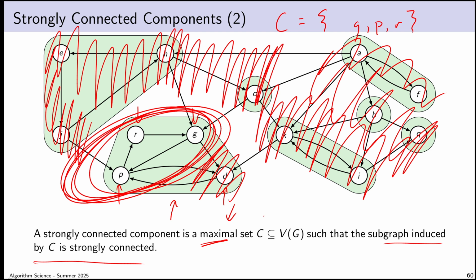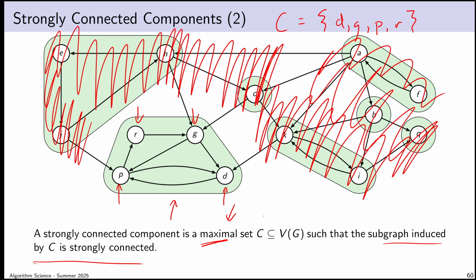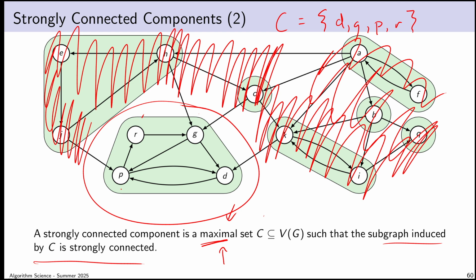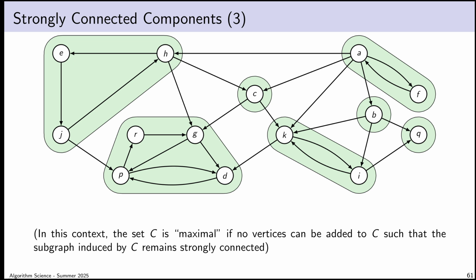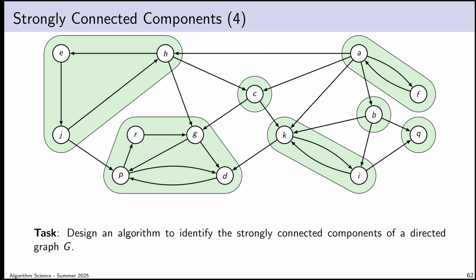So by forcing my set C to be maximal, and the word maximal in this context means that the set cannot get any bigger, that means it only counts as a strongly connected component if all of the vertices in the component are in the set, basically. It doesn't allow me to take some subset of the component. So the set C is maximal if no other vertices can be added to C such that the subgraph remains strongly connected. And we can try that out. Suppose that this is my collection C as before. Notice that if I try adding even one other vertex, the result, if I induce the subgraph, is not strongly connected. Okay, so we know what strongly connected components are.